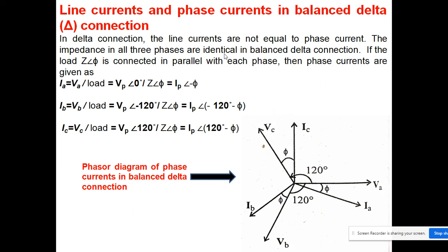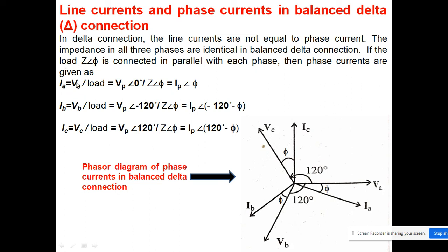In delta connection, the line currents are not equal to the phase currents. Here the currents are not equal. The impedance in all three phases is identical because we are talking about the balanced delta connection. So let us suppose the load Z, with phase angle phi, is connected in parallel with each phase. Then the phase current is given by a very simple formula.